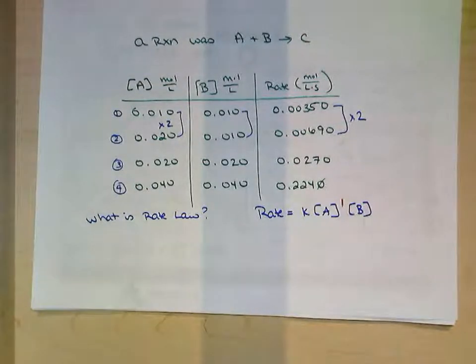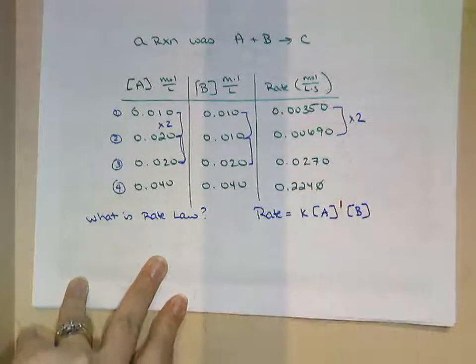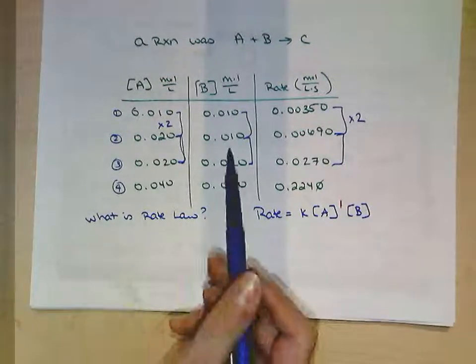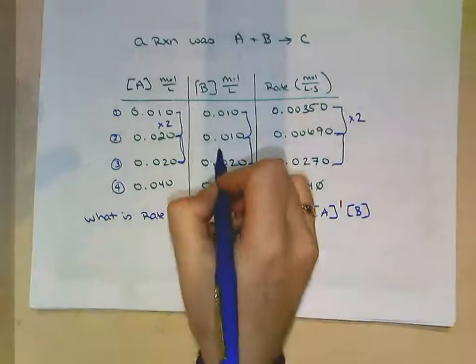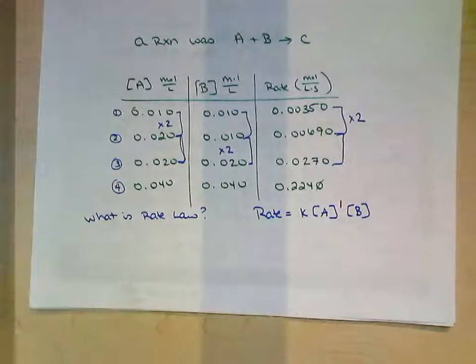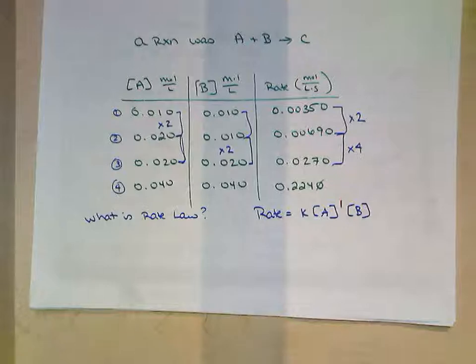Let's look at B. What two experiments would you like to look at to compare B? Probably 2 and 3 are the easiest, yeah. Okay, so what happens to my concentration of B between 2 and 3? All right, that doubles. What happens to my rate? Quadruples, goes up by a factor of 4, okay. So if that doubles and that quadruples, what order is it in B? Second.